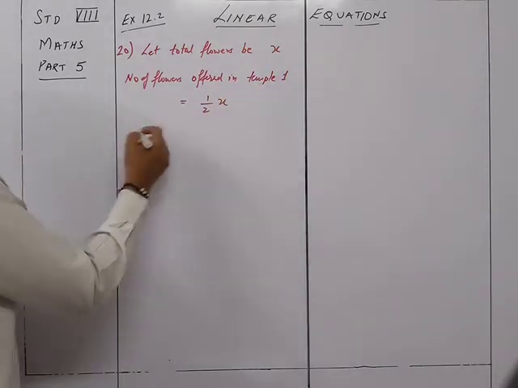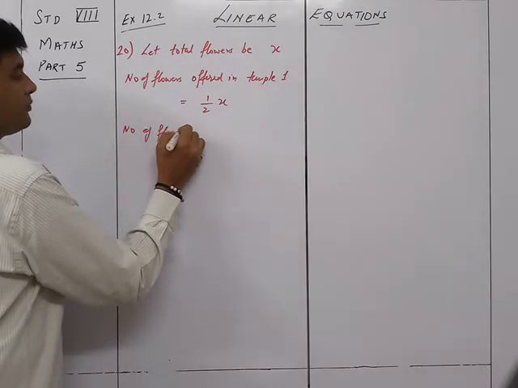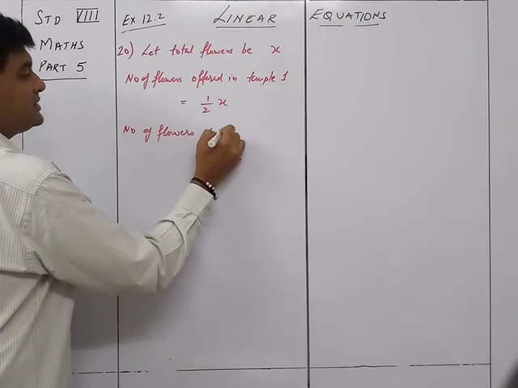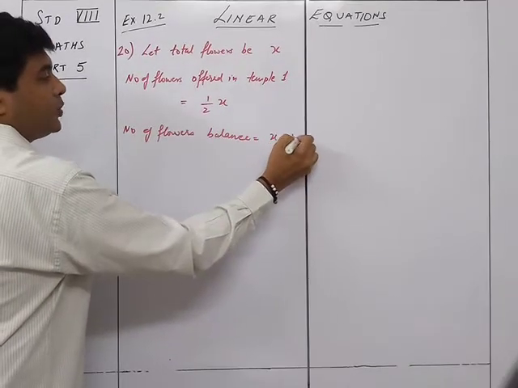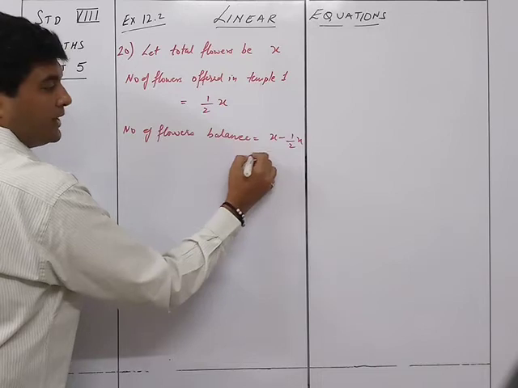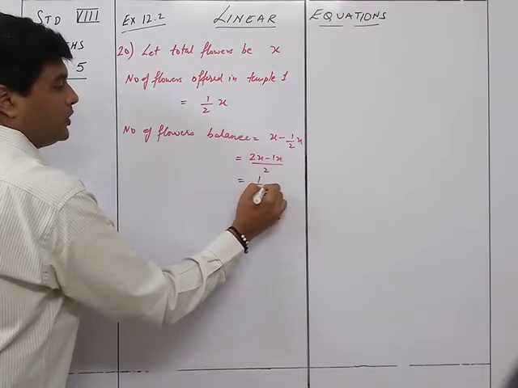Okay. So what is the balance now? So number of flowers balance is equals to x minus 1 upon 2x. That will be equal to again 2x minus 1x upon 2. So that will be 1 upon 2x.